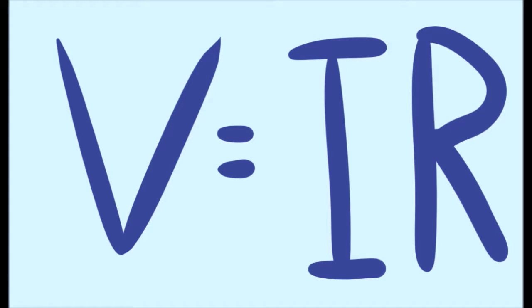First off, the basics. V equals I times R. Simple enough. V stands for voltage, which is measured in volts. It is the force at which the current is pushed through the wire, so how strong the battery is.